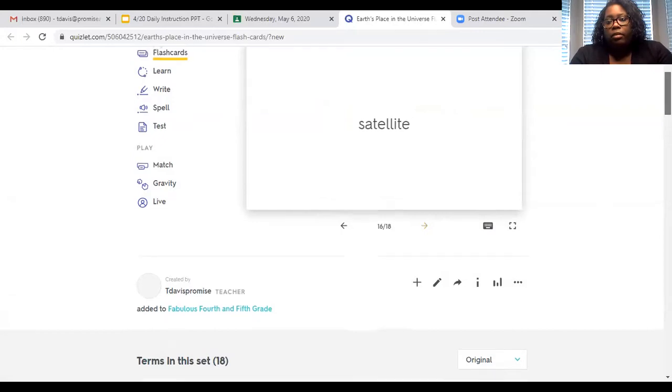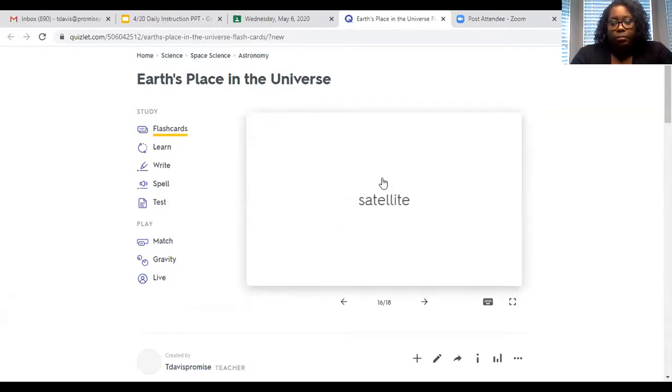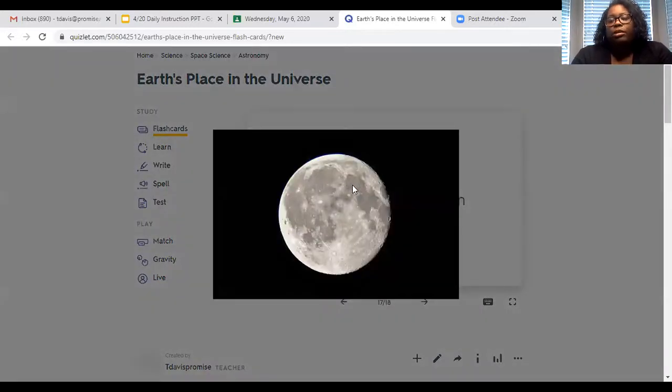Satellite. So a satellite is an object that revolves around another object in space. And so we could be considered a satellite to the sun. However, Earth's satellite is the moon.